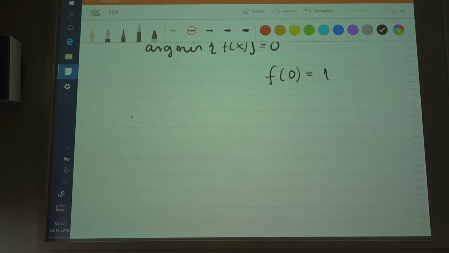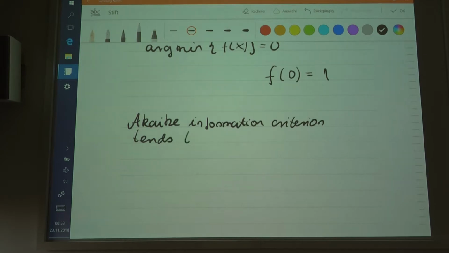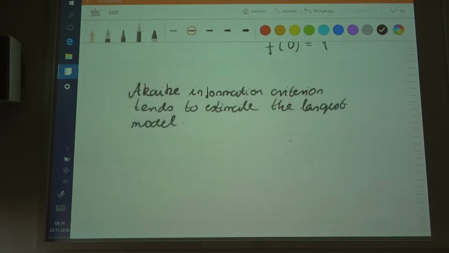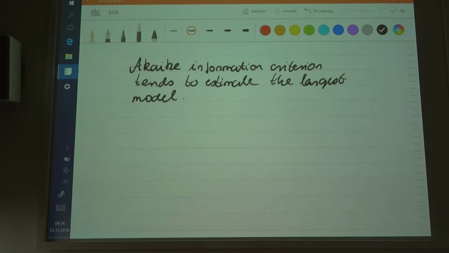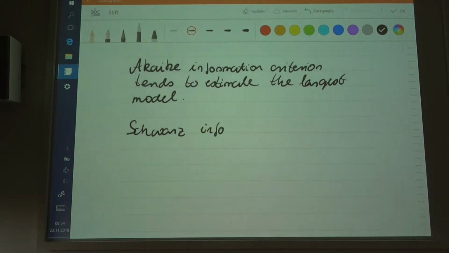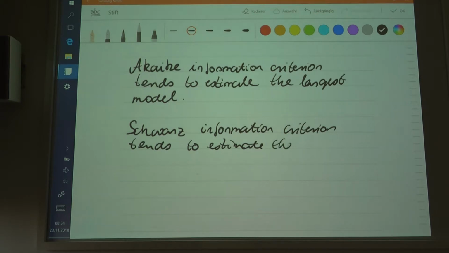So in practice, the Akaike information criterion tends to select the largest models, and the Schwarz information criterion tends to select the smallest models in most cases.